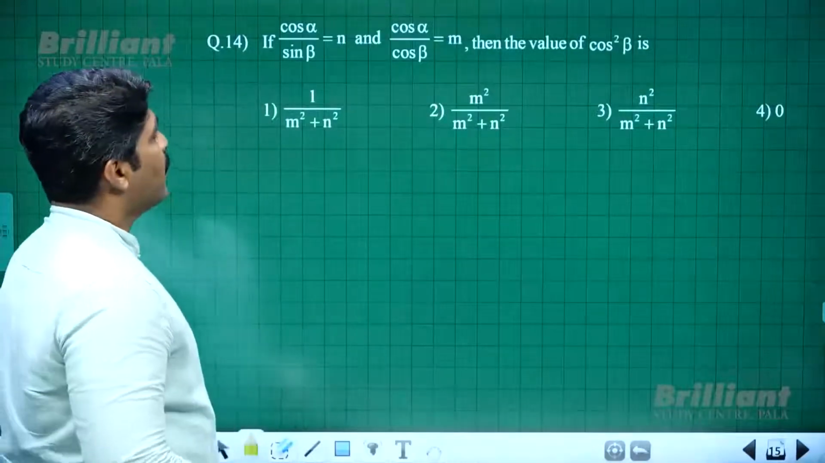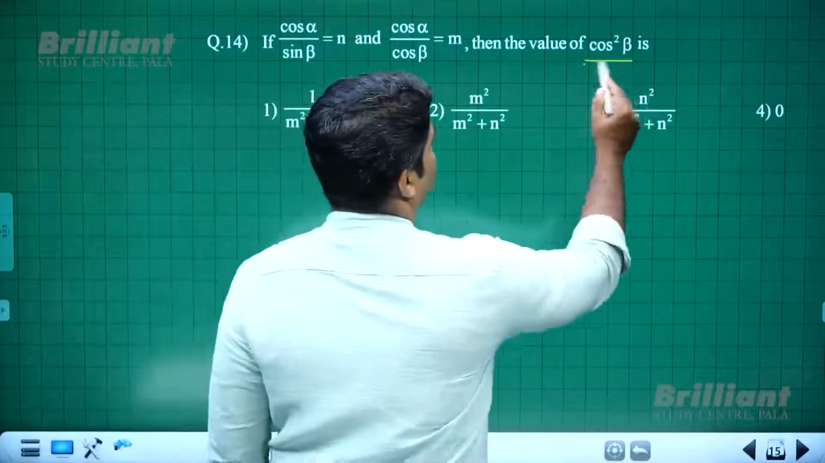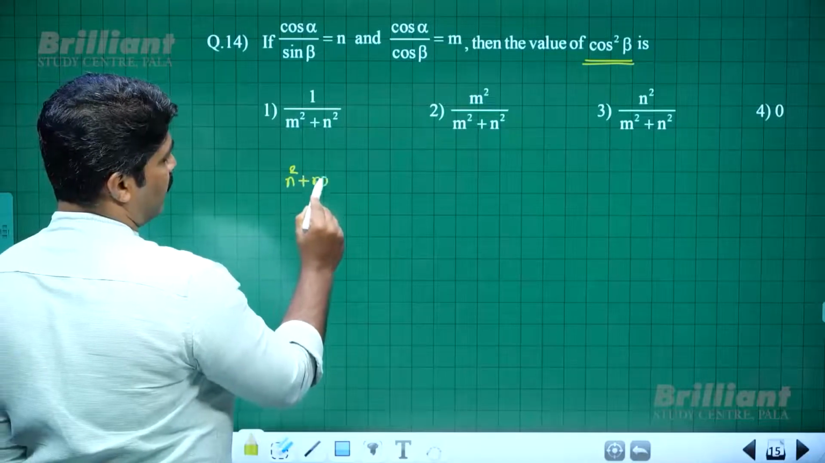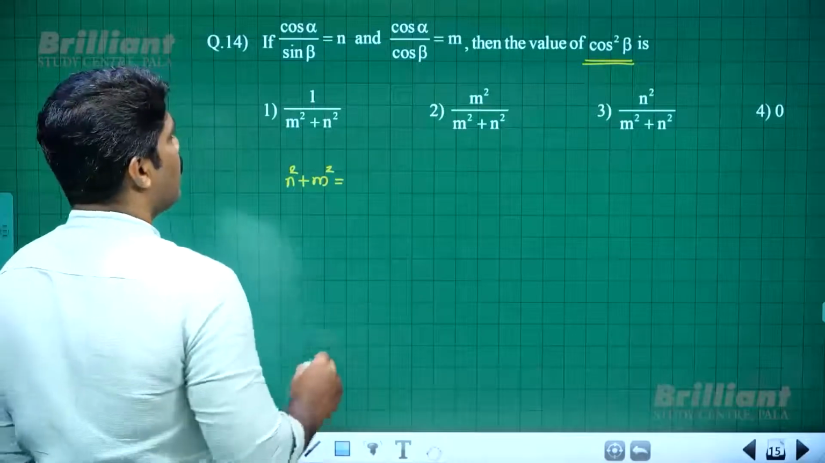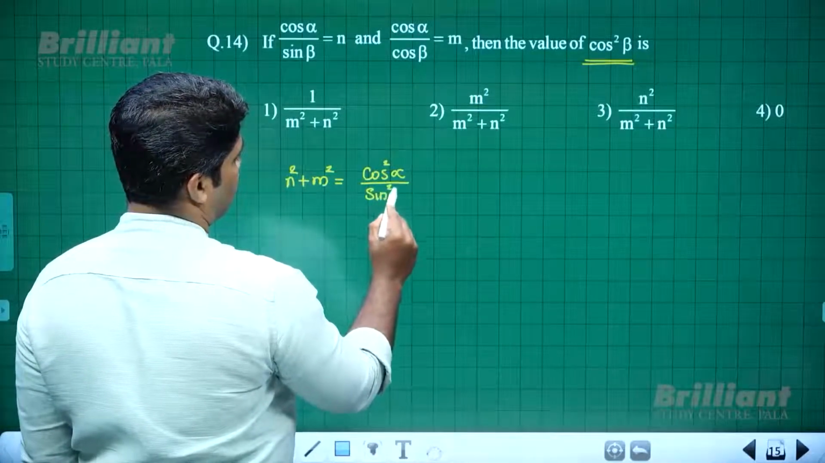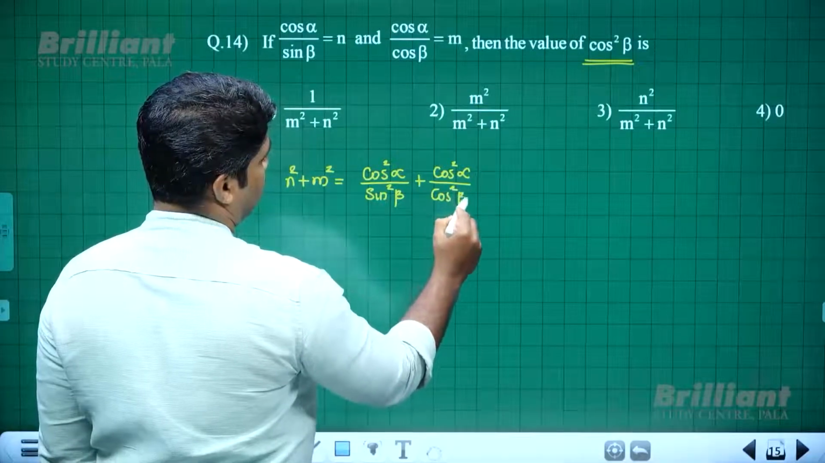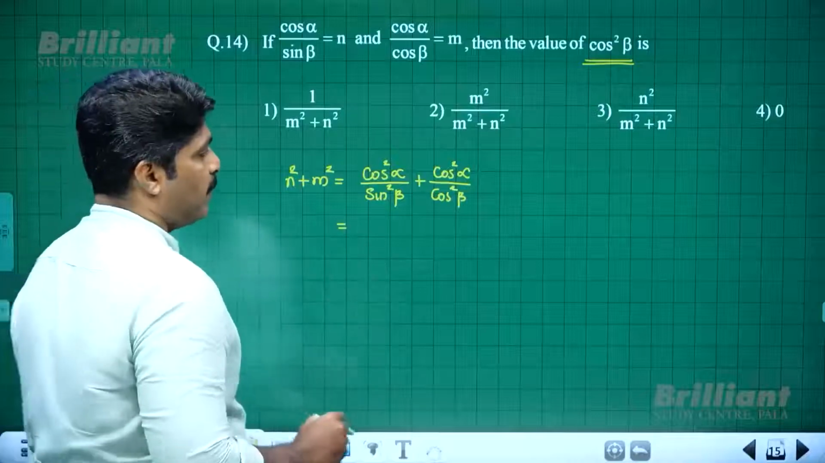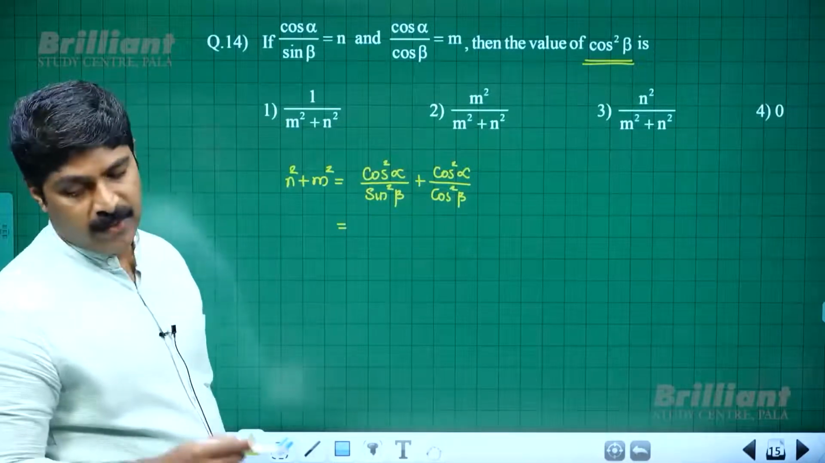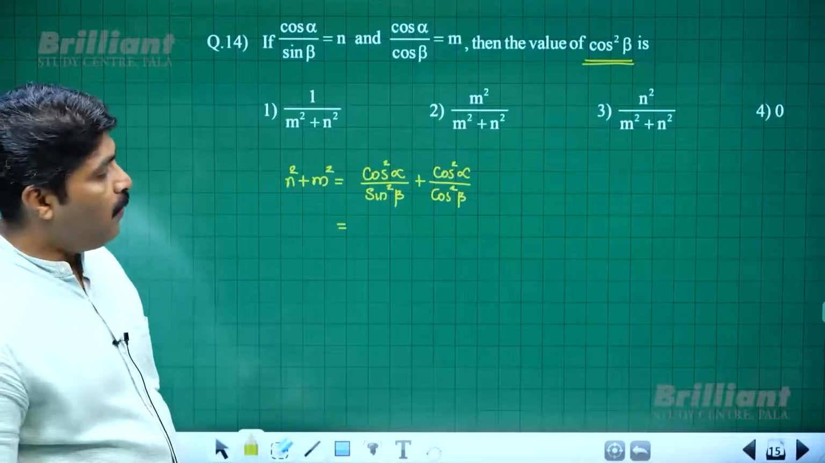Then the next question. Here cos alpha by sin beta equals n, and cos alpha by cos beta equals m. Then find the value of cos square beta. If we need to find cos square beta, we consider n square plus m square, to make it in the form of squares. So n square is cos square alpha by sin square beta, plus m square, which is cos square alpha by cos square beta. From this expression, we need to find the value of cos square beta.